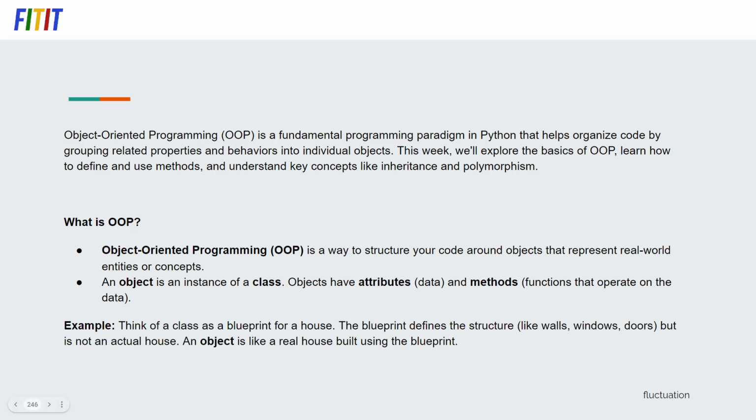Example: think of a class as a blueprint for a house. The blueprint defines the structure, like walls, windows, doors, but is not an actual house. An object is like a real house built using the blueprint.